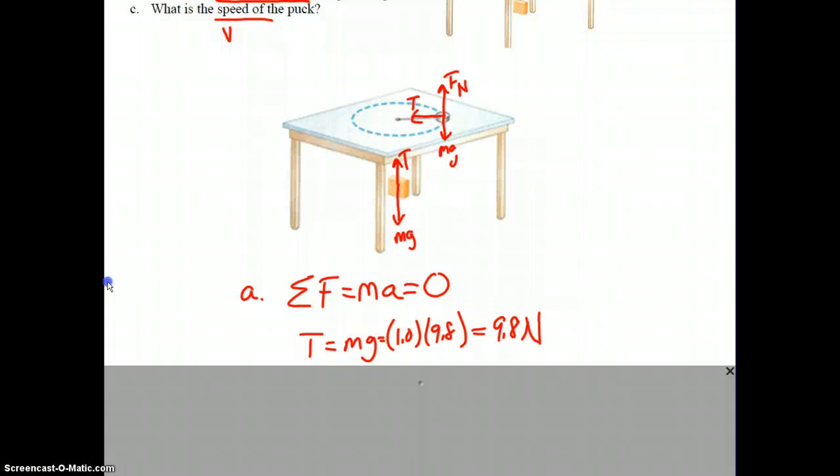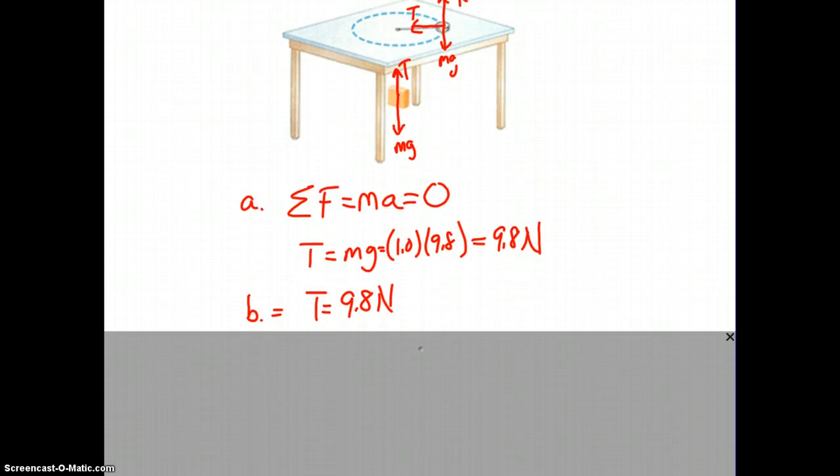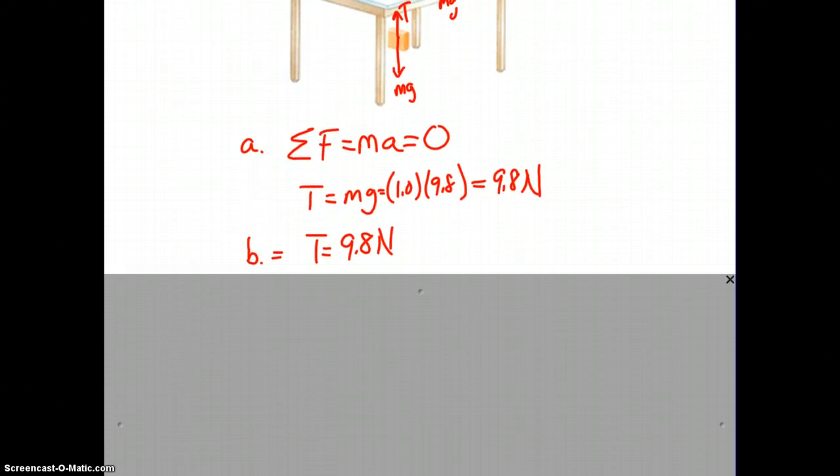Our next question, B, what is the horizontal force acting on the puck? Well, we can see from our free body diagram there's only one horizontal force acting on the puck, and that horizontal force is the tension, which is what we just calculated in A. So that tension is 9.8 newtons, and that's our answer to B.